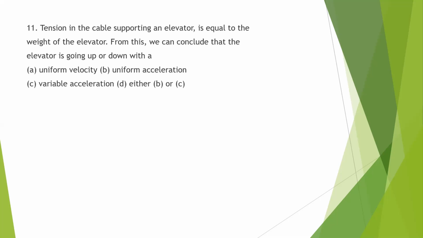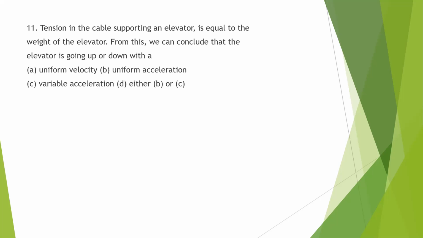So see here, students, what they are saying is that you have an elevator. I hope you know the meaning of elevator. So this elevator is supported by a tension in the cable, which is equal to the weight of the elevator. So this is obvious, that whatever the tension in the cable is, that must be equal to the weight of the elevator. Then only it is possible to balance it.